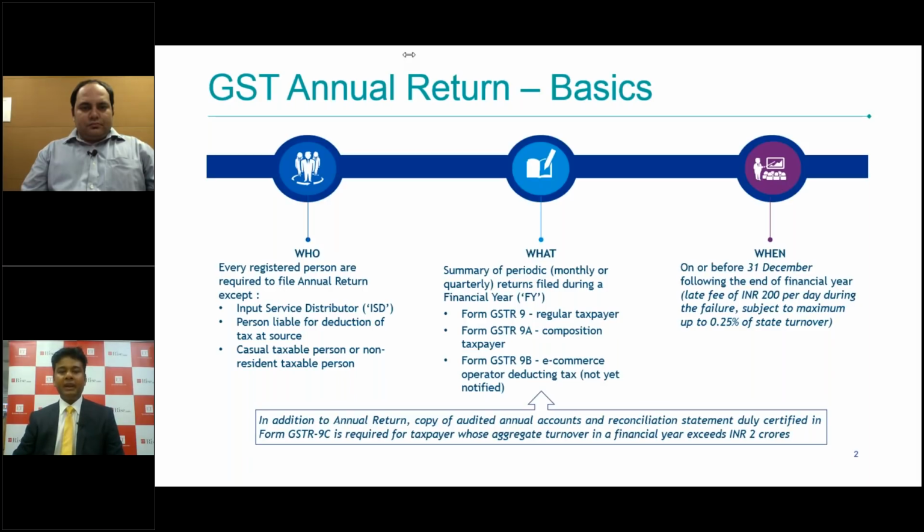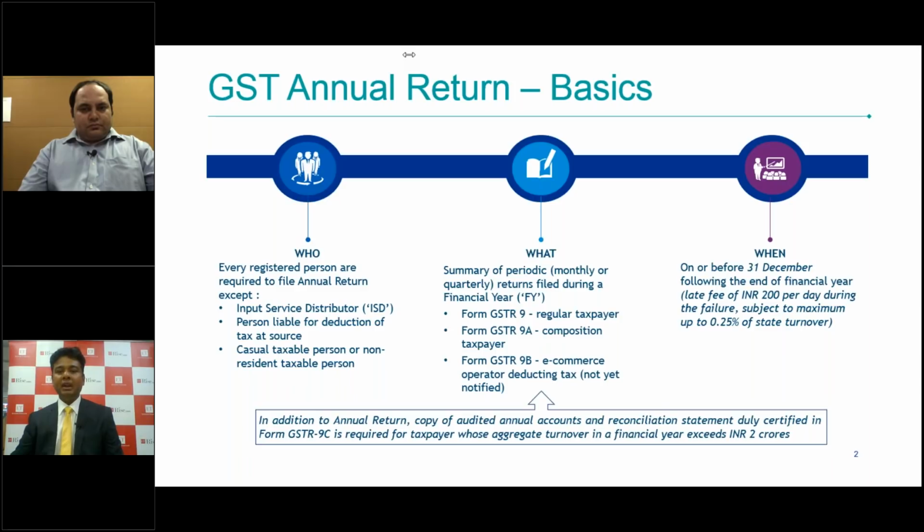What do we need to file? There is a bit of confusion around this, so I'll clarify. There are 3 returns that we're going to talk about: 9, which is for regular taxpayers, 9A for composition taxpayers, and 9B for e-commerce operators who are deducting tax. Let me structure this a little differently. If you are an e-commerce operator who's deducting tax, you need to file 9B, which has not been notified yet, so we cannot talk about 9B because the format is not yet out. If you are a composition taxpayer, you need to file 9A. Everybody else files 9. So 9 is going to be relevant for a vast majority of people who are paying taxes, and the balance is 9A for composition taxpayers.